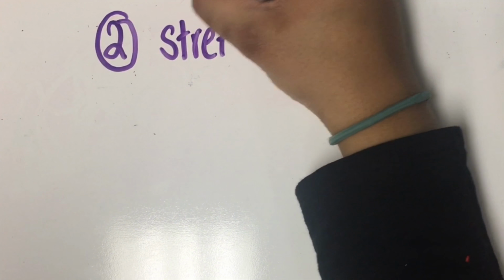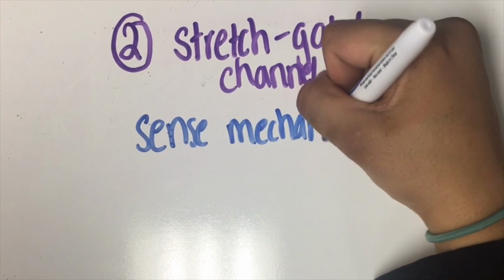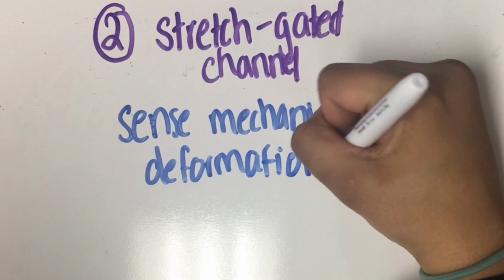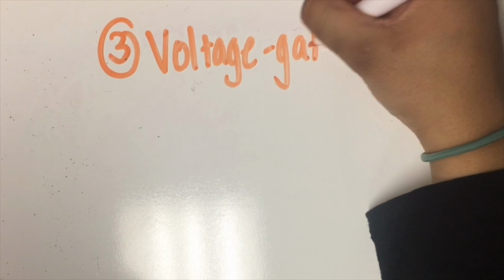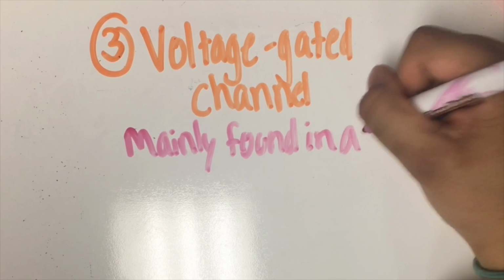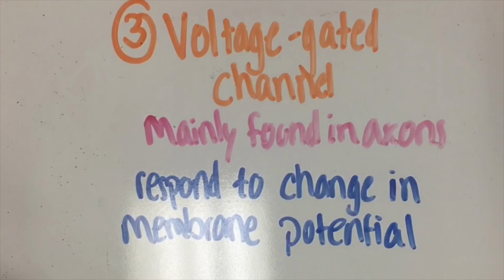The second type of gated channel is a stretch-gated channel. These open or close when they sense stretch or mechanical deformation in the membrane. The last type is a voltage-gated ion channel. These are mainly found in axons and respond to a change in membrane potential.